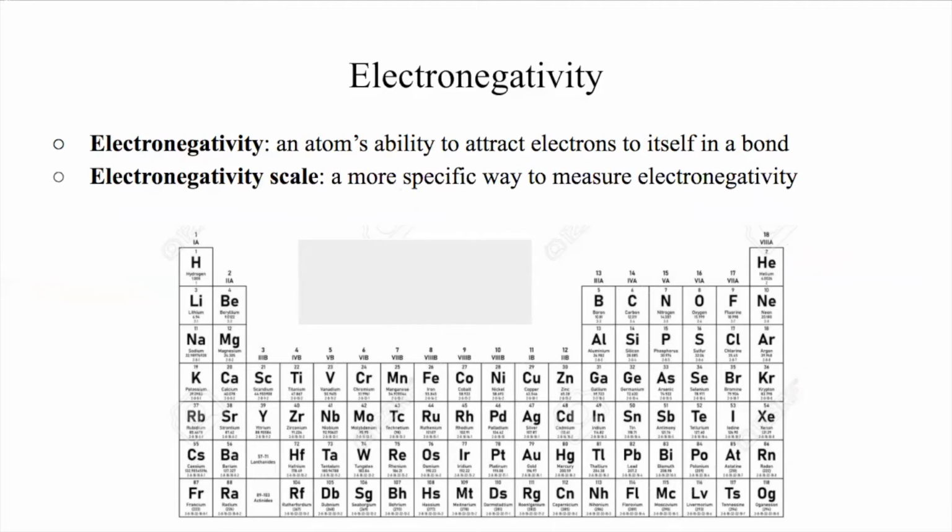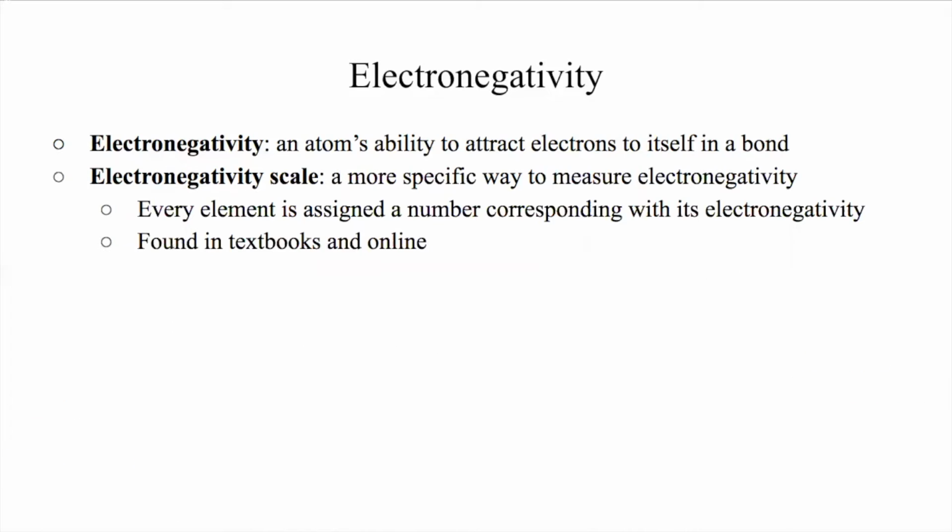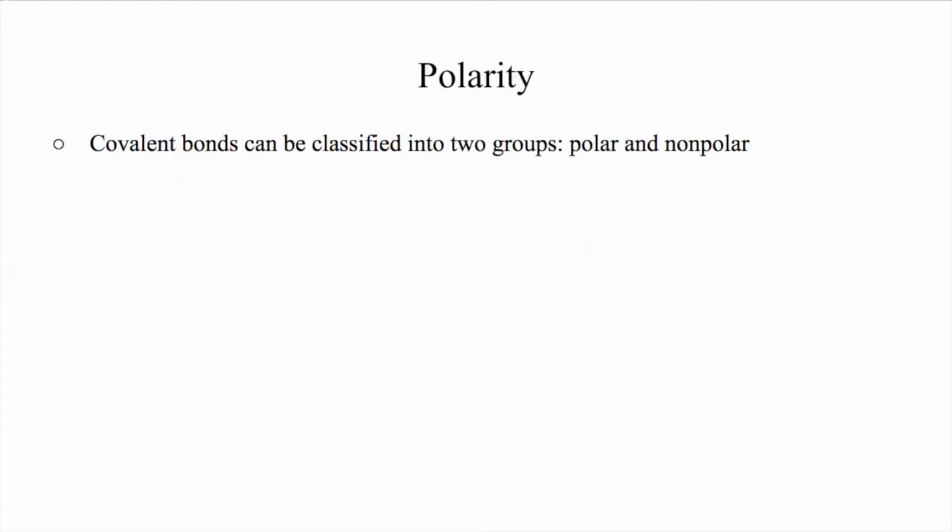While understanding these periodic trends is important, there is a more specific way to measure electronegativity. American chemist Linus Pauling created the Electronegativity Scale, in which every element is assigned a number corresponding with its electronegativity. These numbers range from 0.7 for cesium and francium in the lower left corner of the periodic table to 4.0 for fluorine. Don't worry, you don't need to memorize these numbers. They can easily be found in textbooks and online. If you don't have access to these resources, simply rely on the more general periodic trends.